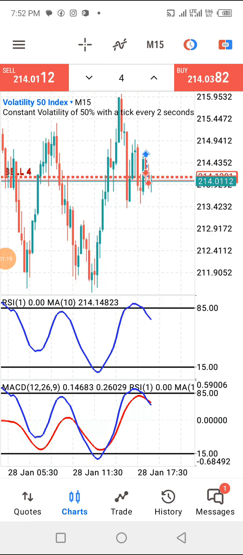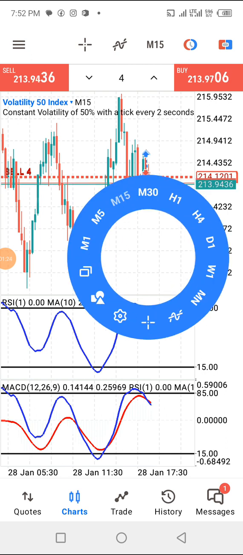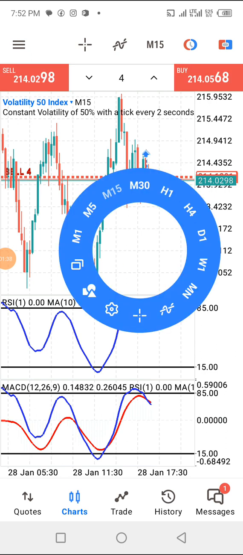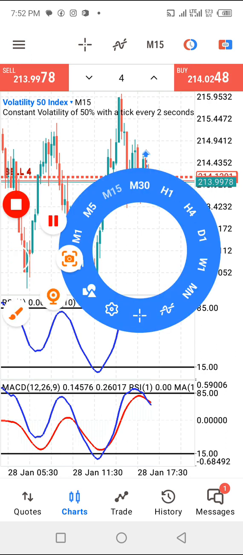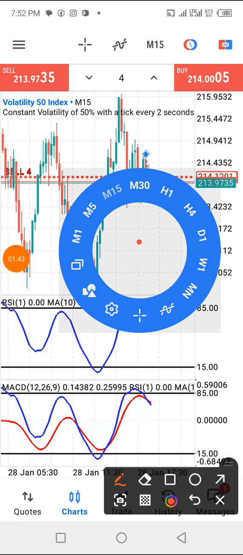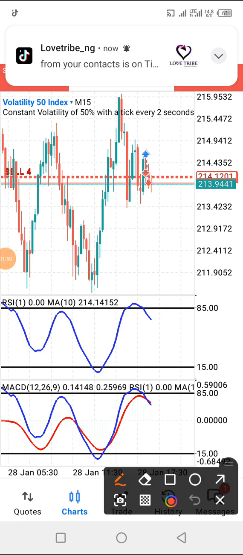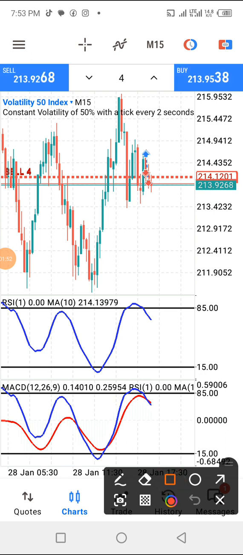So how does this strategy work? Now you're going to be focusing majorly on both the first window and the second window, which is window 1 and window 2, because that is where we are going to be taking our signals from. Now what do we want to see in window 1? We want to see price giving us a good move like this.